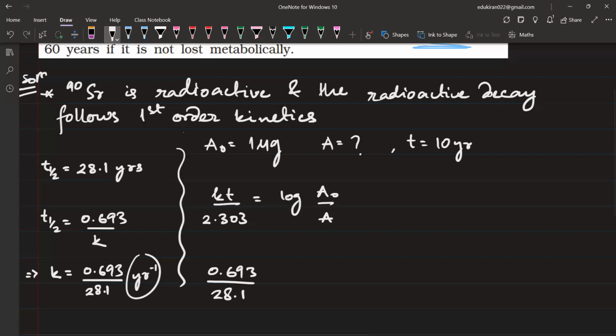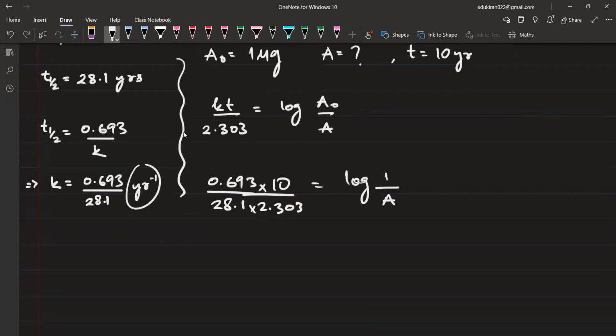Now this is my K, which will be multiplied by 10 and then divided by 2.303 as it is. This is equal to log of A naught, and A naught is equal to 1 divided by A. Now we have to solve this part. If you remember slightly, I said that you can approximate 2.303 and 0.693 as 3. First I will multiply 0.693, I will get 6.93 divided by 28.1 into 2.303.